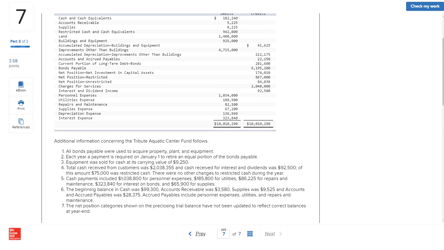Just one more hint. This right here where it tells you cash received for interest and dividends, of this, 75 was restricted. So if you take that 75 away from this 942, you'll have your beginning restricted cash. And you'll need that for your cash flow statement. So that's your hints for Chapter 7 homework and a little bit of education as we talked about it.